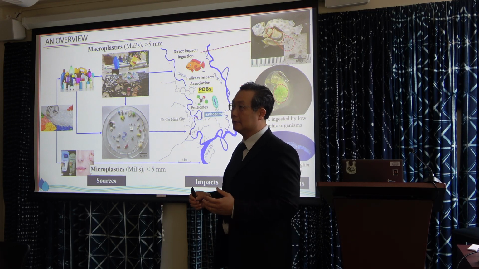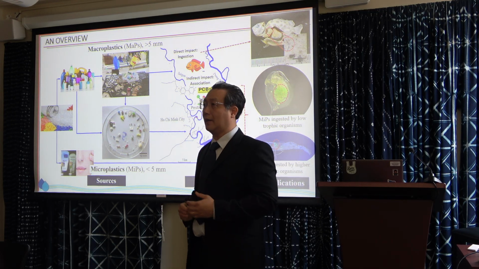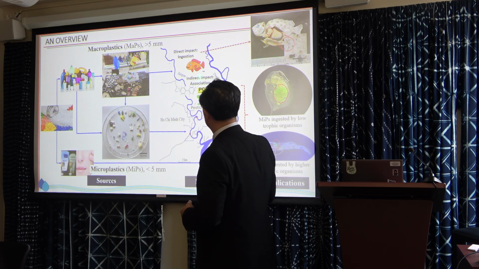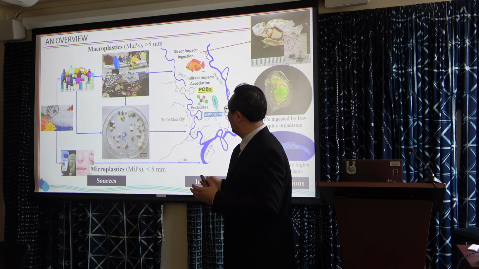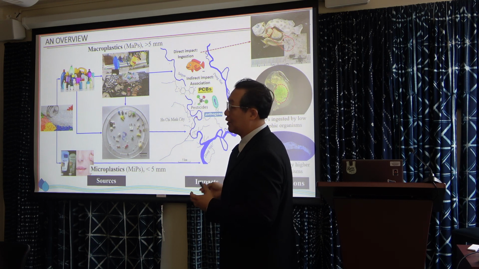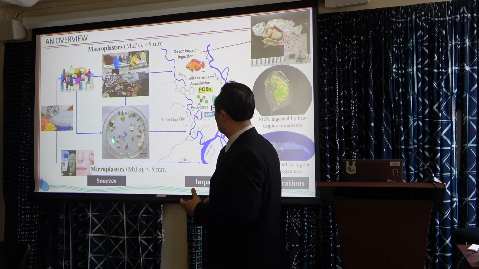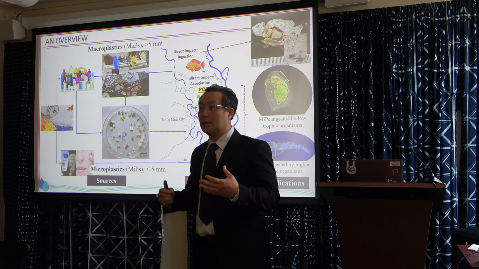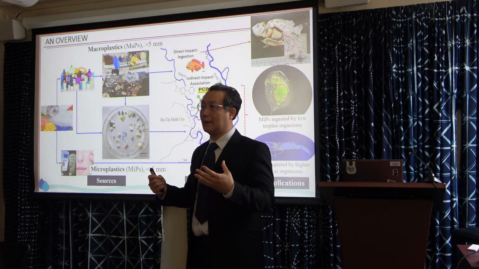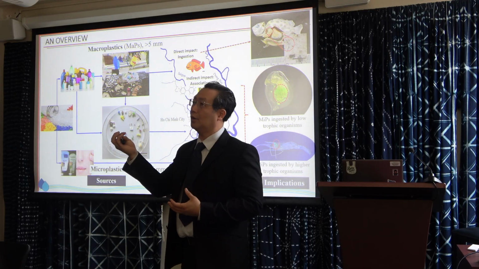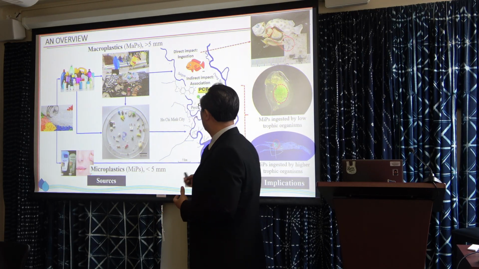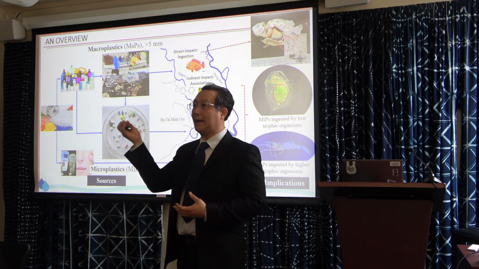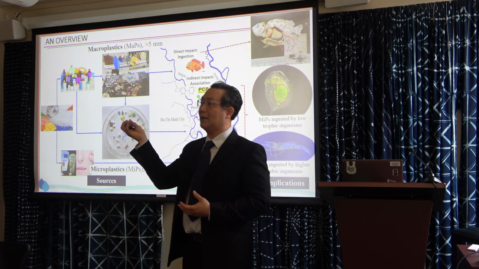So when plastic waste goes into the environment, what will happen? First, the large plastic, which we call macroplastic, larger than 5 millimeters, will be broken into smaller pieces. And aquatic organisms mistake the small particles for their food and ingest them into their body, because they are very tiny particles.